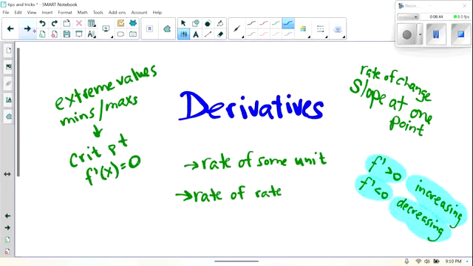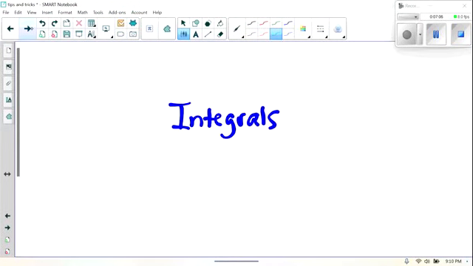By the way, if my first derivative is positive, my function or graph is increasing. That means I have a positive slope. If my first derivative is negative, that means my function is decreasing. That means I have a negative slope, downward, upward, and onward. What about integrals?